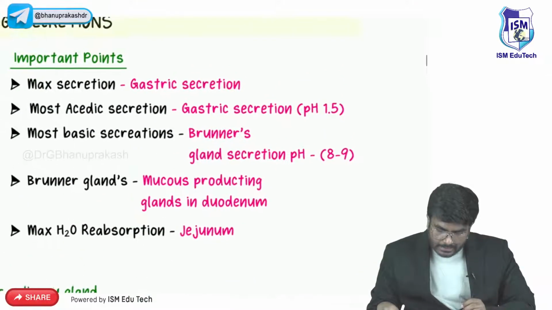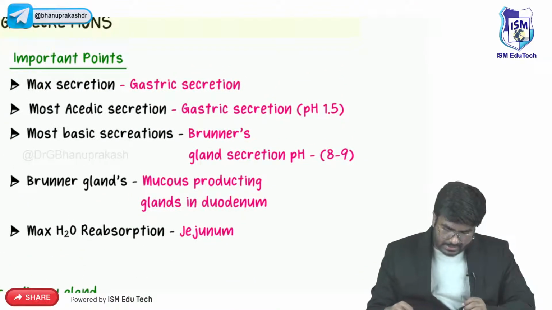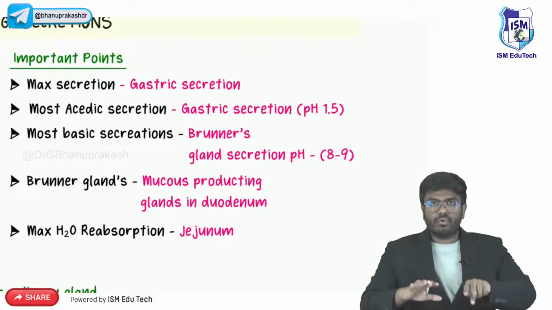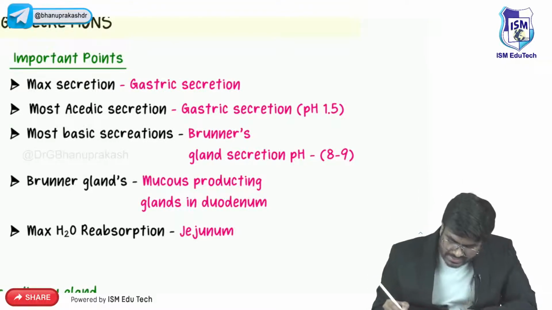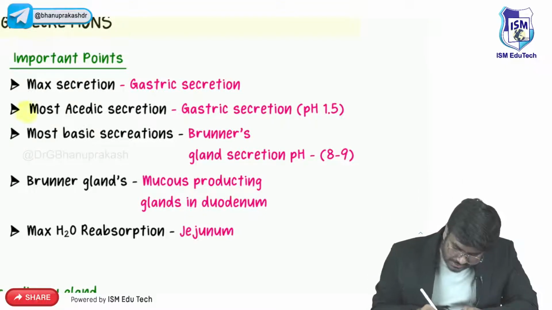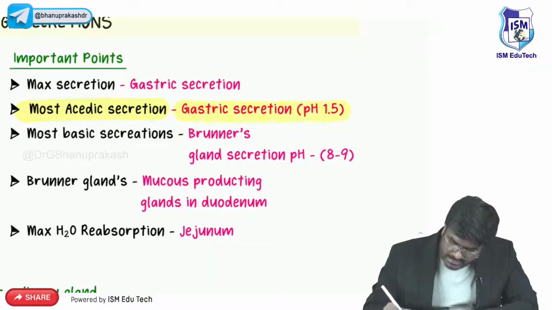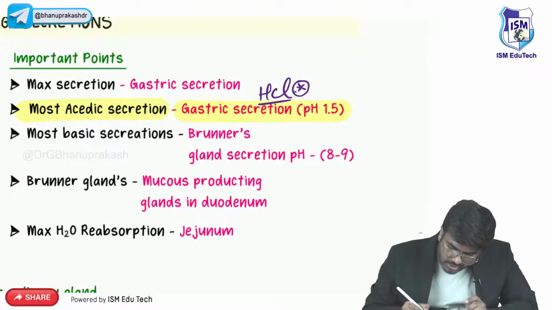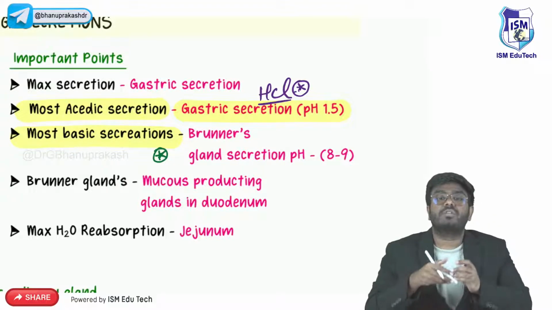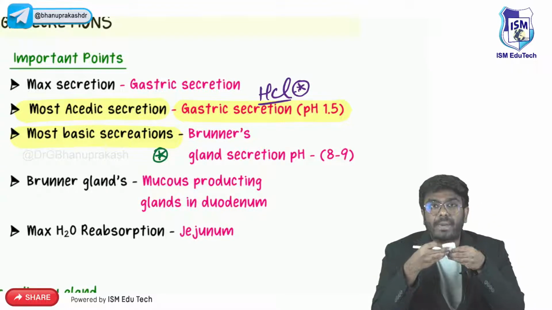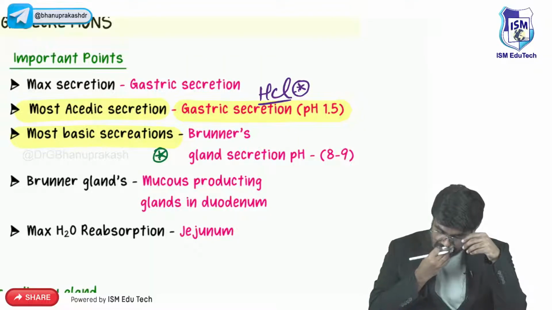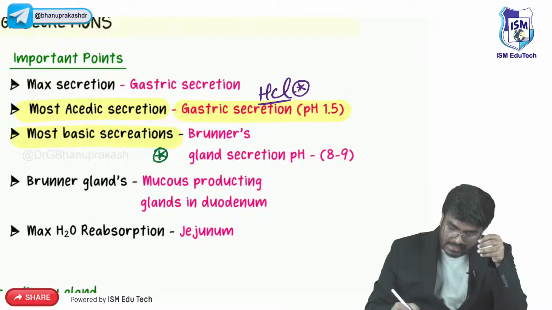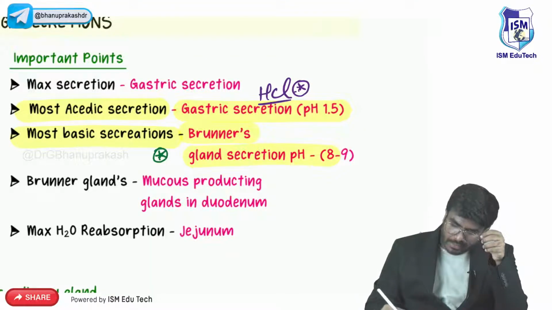Some basic important points: throughout your GIT, the most acidic secretion is HCl in the stomach. HCl in your stomach is the most acidic secretion. And what is the most basic secretion? Most of the students will think that it's bile or pancreatic juice. No, the most basic secretion is Brunner gland secretions. Now you will get it.